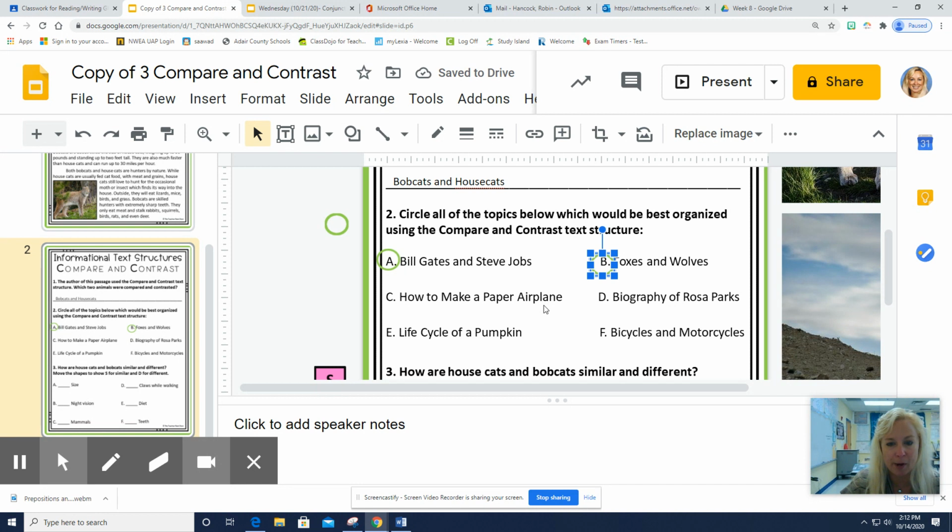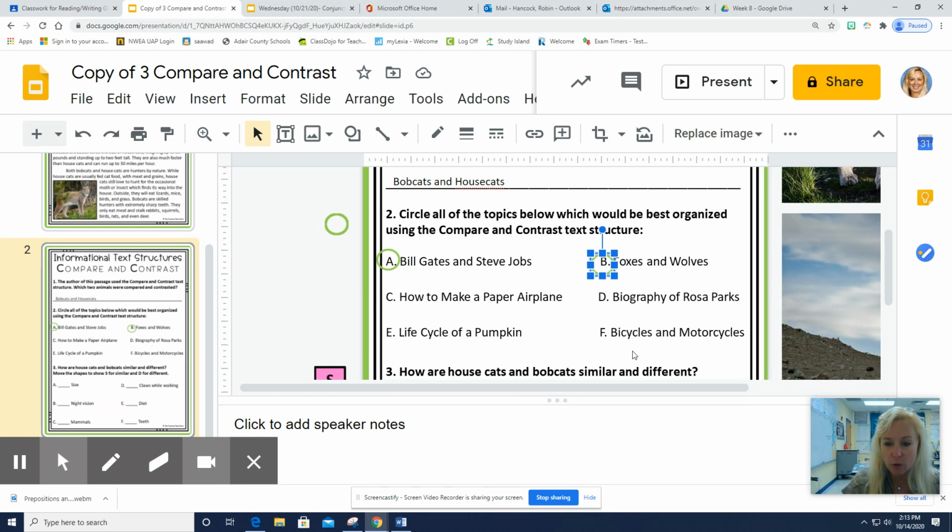C, how to make a paper airplane. Nope, that would be sequence or sequential because it's going to give me directions. So it would be the sequence text structure. Biography of Rosa Parks. Nope, that would be sequence and specifically chronological order because that will tell events in Rosa Parks' life in order from the beginning of her life to the end. Life cycle of a pumpkin. Nope, because that's going to, again, tell the sequence, the order of events.